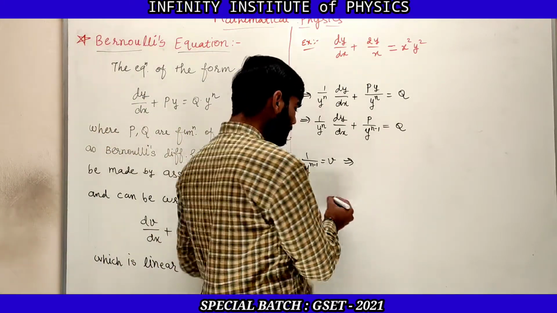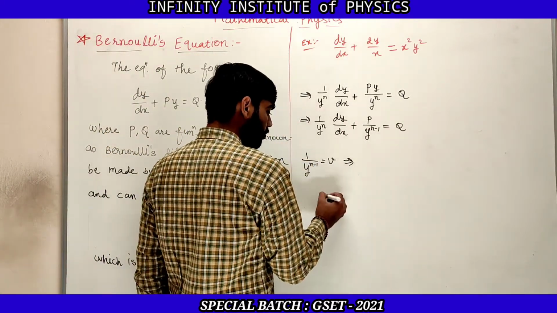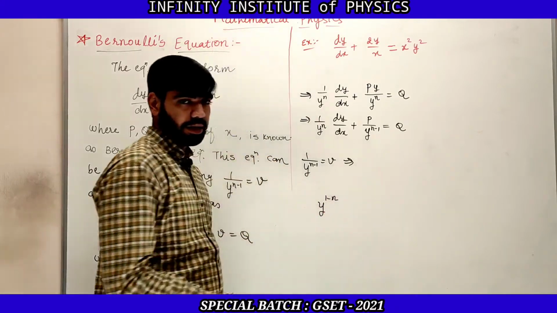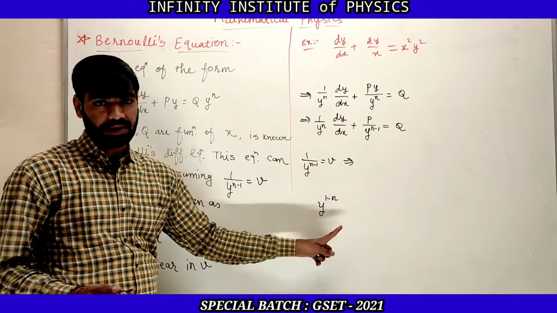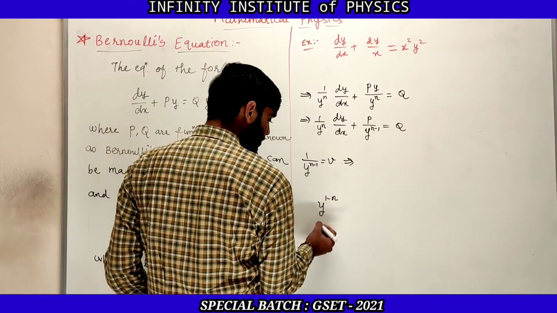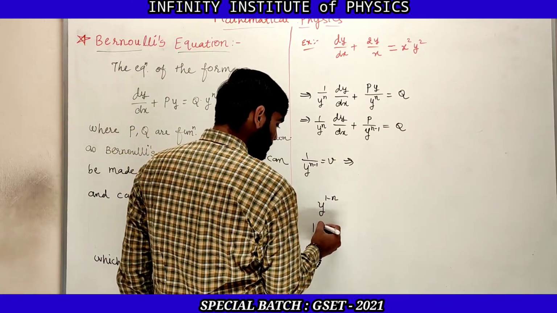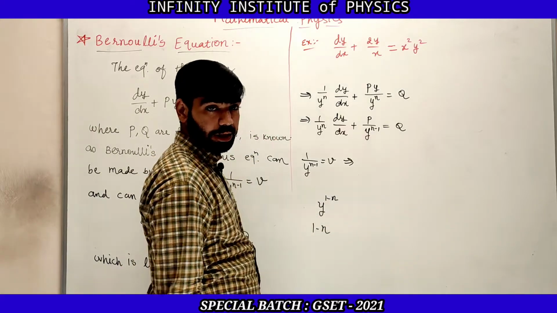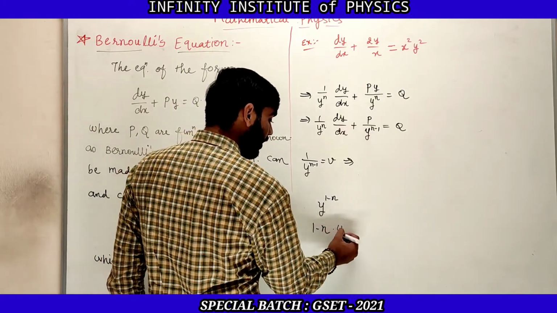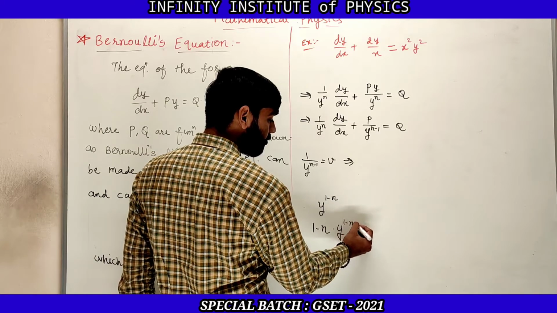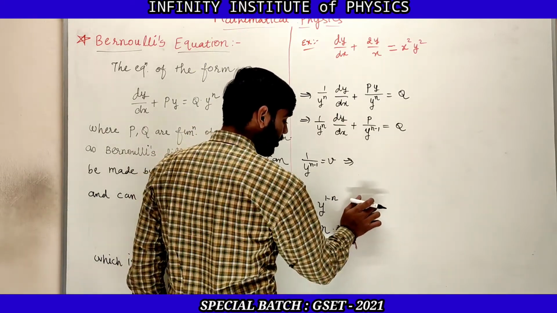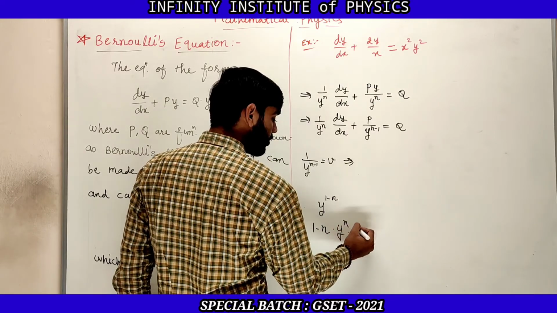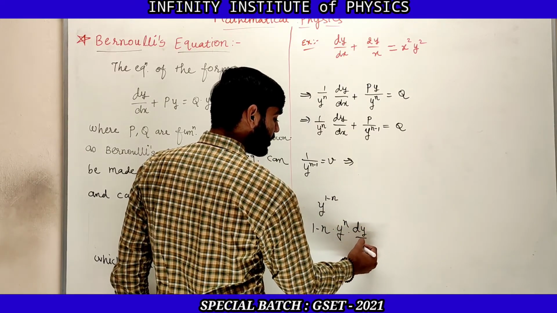Then this is y raised to 1 minus n. If we write in numerator, then it will be y raised to 1 minus n. So now if we are taking the differentiation, then 1 minus n power comes into that multiplication into y raised to 1 minus n minus 1. So it will be only y raised to n, and differentiation of y, that is dy by dx.